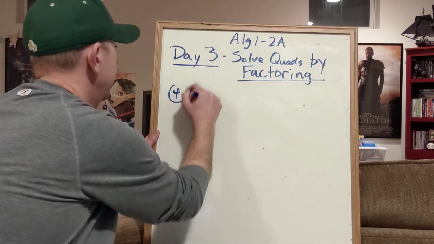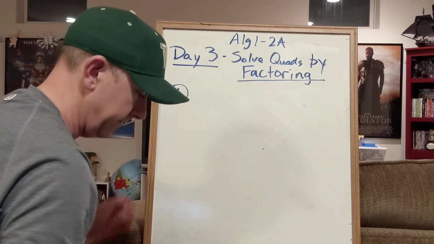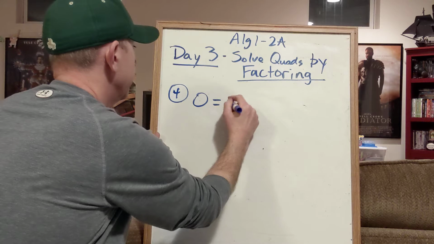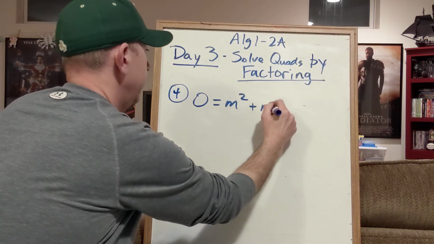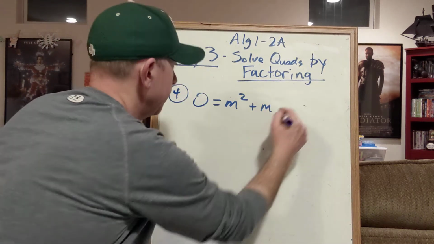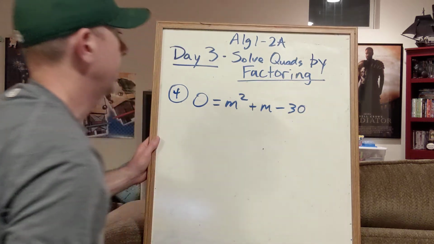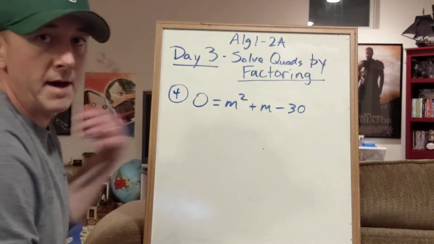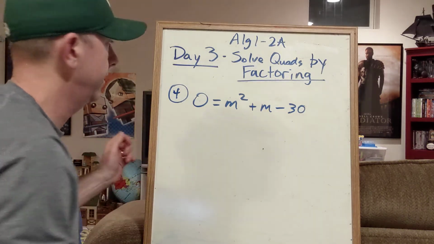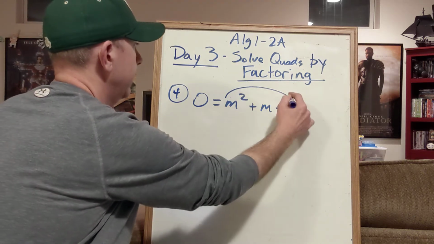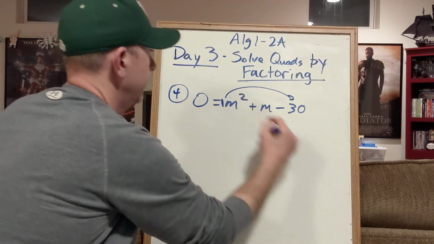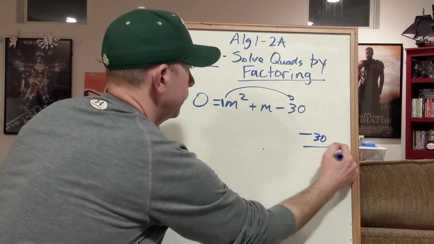Okay? All right, so number 4, this time we've got 0 equal to m squared plus m minus 30. All right, so this time it is equal to 0. Does it matter that it's on the other side, the left side? No, it doesn't matter. We're still going to do a times c. This a is really a 1. So we get negative 30.